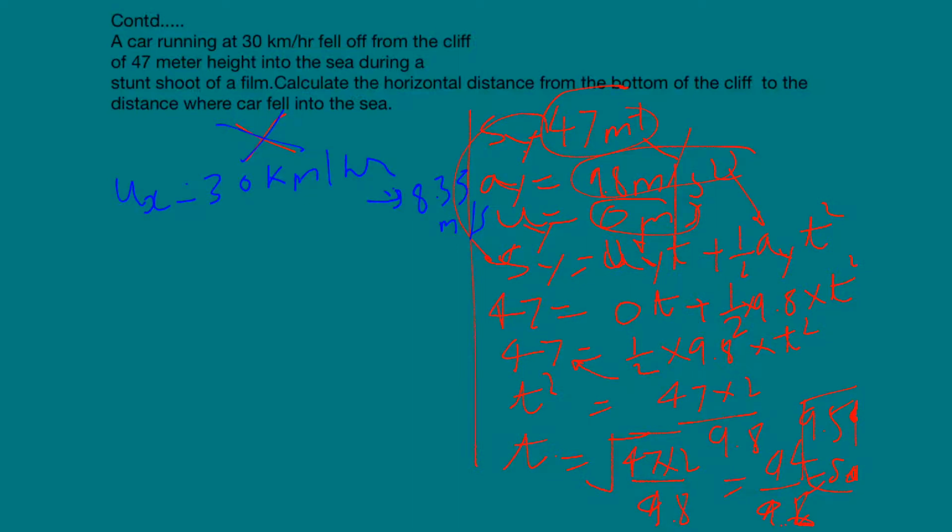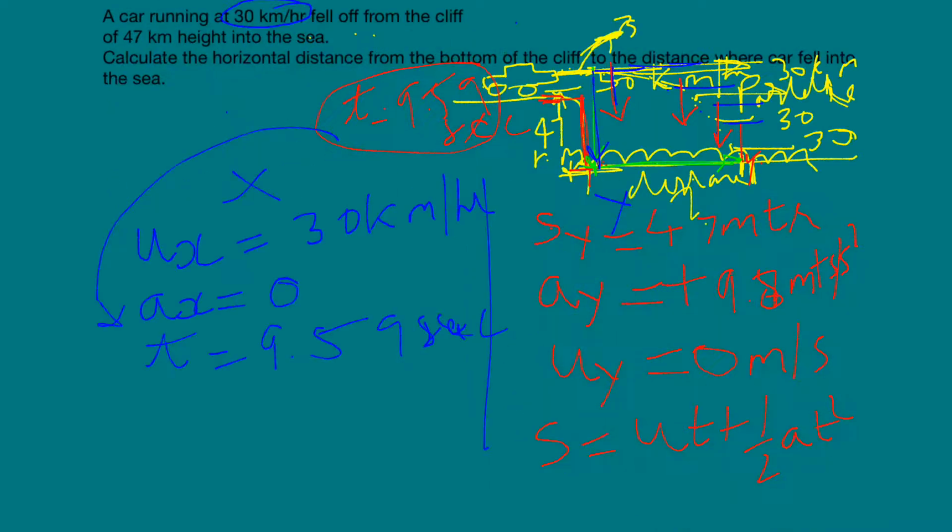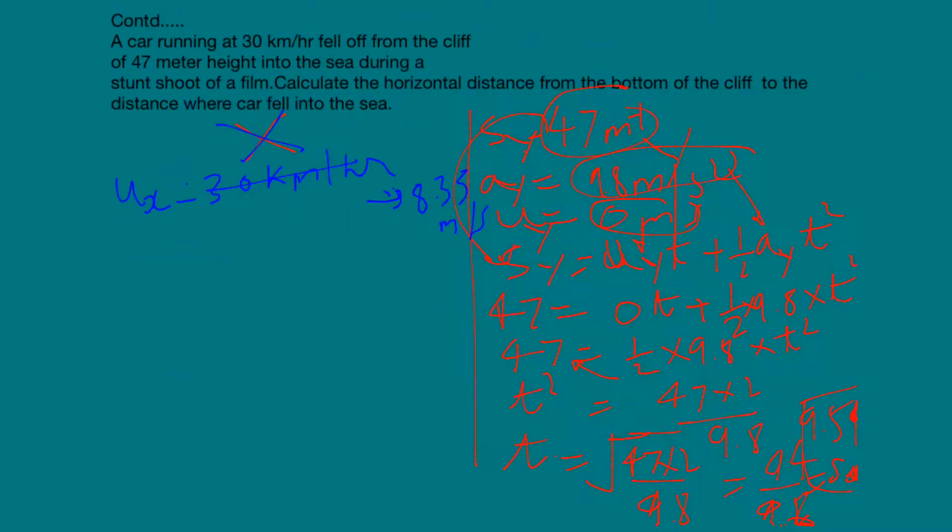This is not needed because we converted it into meters per second. So now we were knowing another parameter, acceleration along the x-axis. Acceleration along the x-axis, we just know is 0 meters per second square, and time also we know. So time here is the same value, 9.59. So time equals to 9.59. So now we will use all these parameters in this formula, s equals to ut plus half at square.